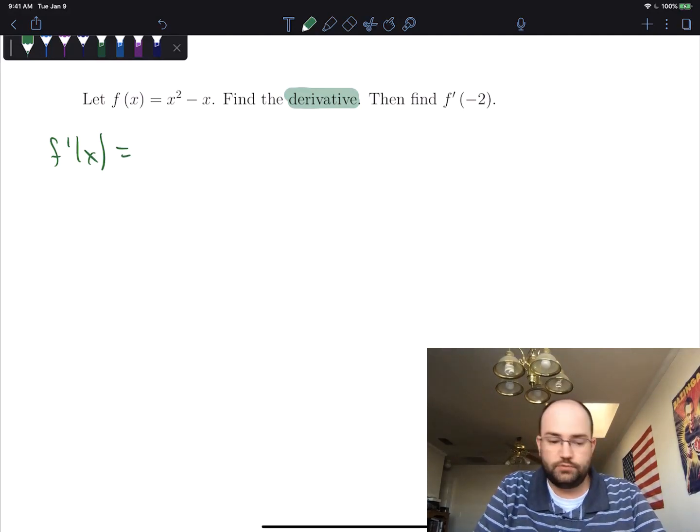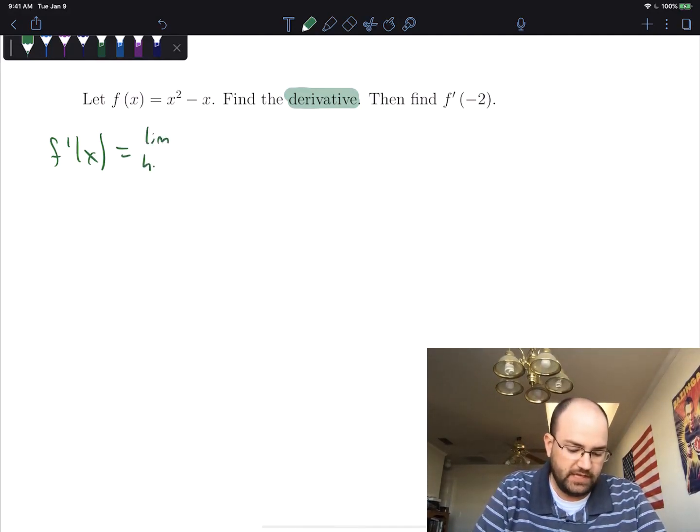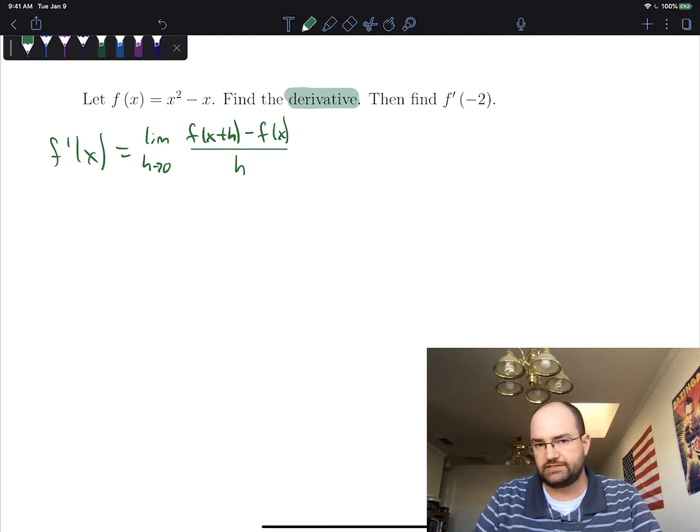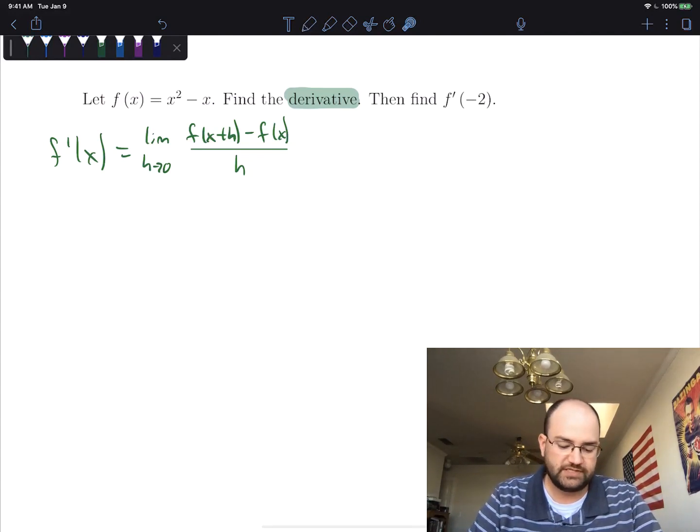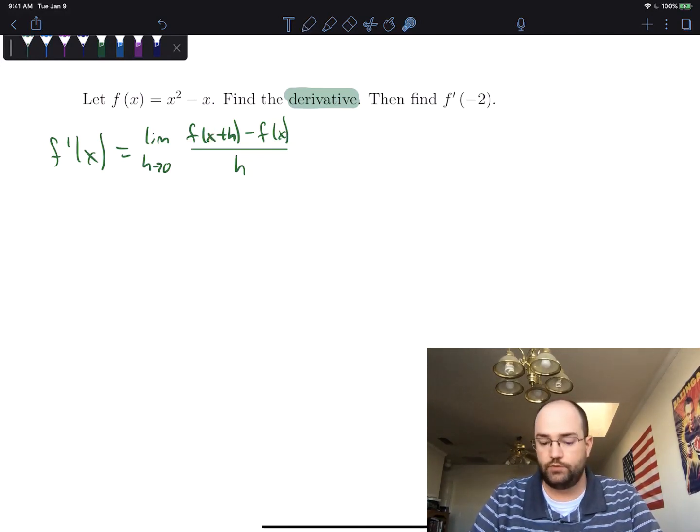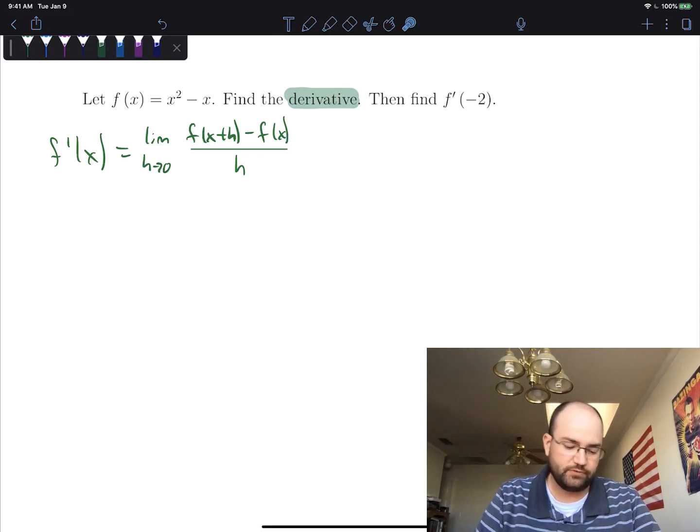Well, by definition that we saw earlier, this is the limit as h goes to 0 of f of x plus h minus f of x, and then all over h. Notice that we just don't know what x is going to be here, so we keep x as x. If we didn't have this and we just wanted f prime of negative 2, we could replace the x with negative 2 and be done with it immediately. But we don't know, so we're going to keep going.